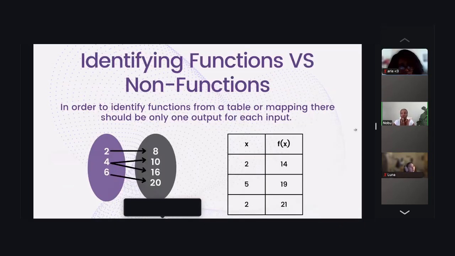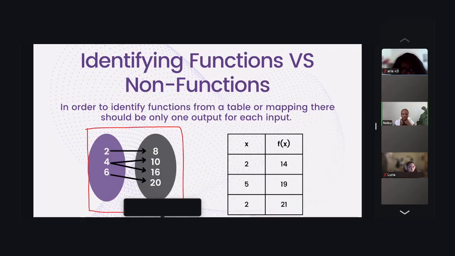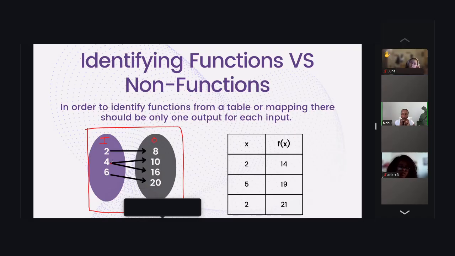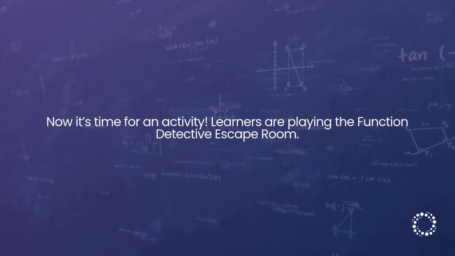What I need you to know is that there is an opposite to functions. We have functions and then we have non-functions. What do you notice that's different here? What we know about functions is they have one input with one output. But if you look here, for example, how many outputs does 4 have? It has 2 different outputs. So is that correct? No.